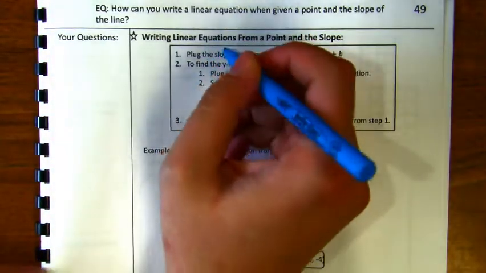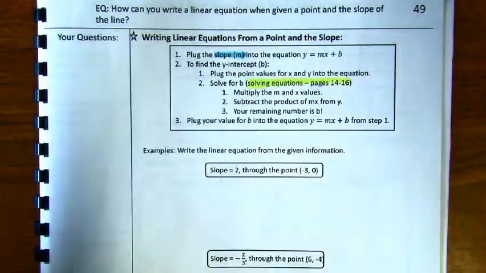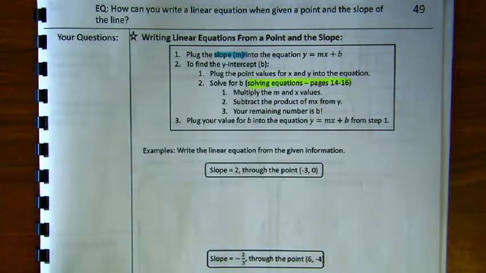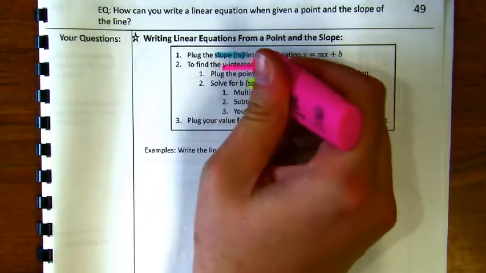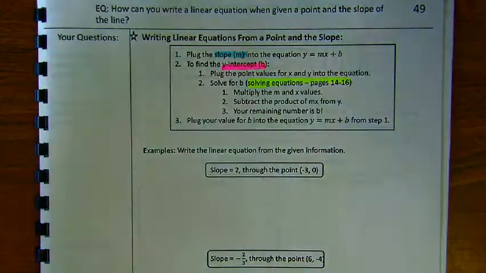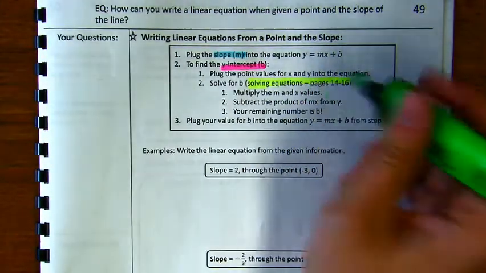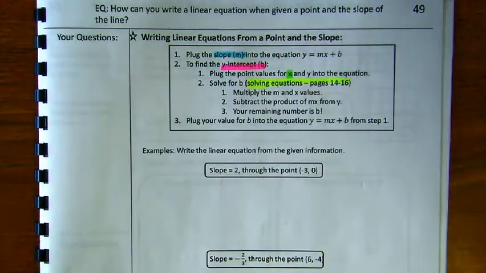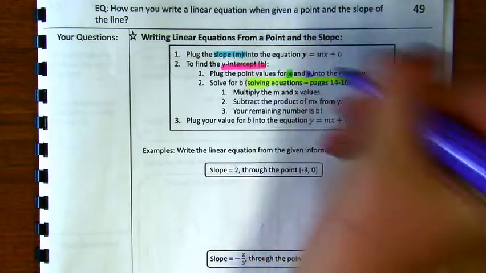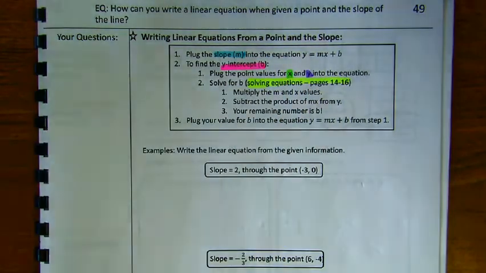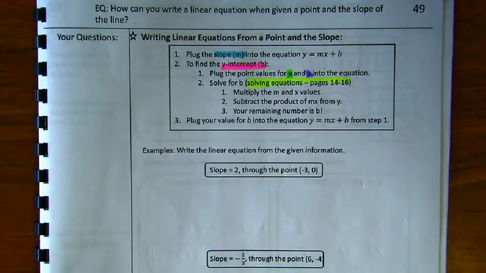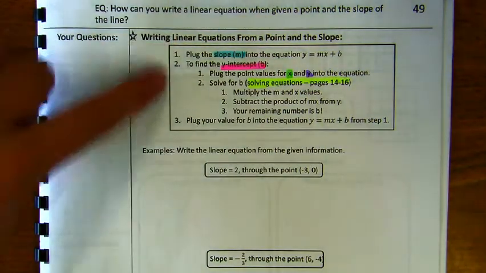We're going to do a little bit of color coding here. Our slope will be blue. Our y-intercept is going to be pink. Our x values will be green, and our y values will be purple. The color coding will make sense in a little bit. We're going to go over some examples using the steps from up here.